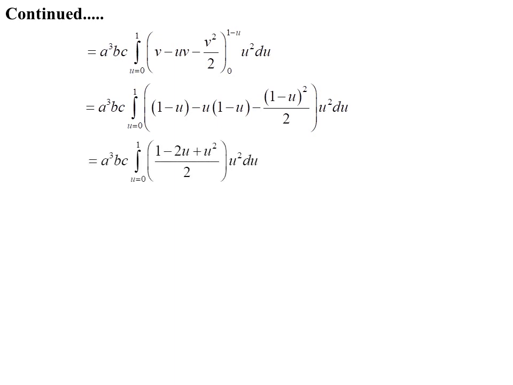Simplifying this, we will get a cube bc integration 0 to 1, 1 minus 2u plus u square upon 2 into u square du. Now the numerator is a square of 1 minus u. So 1 upon 2 as a constant we will take outside of the integration, and further the integration can be written as integration 0 to 1, 1 minus u bracket square into u square into du.